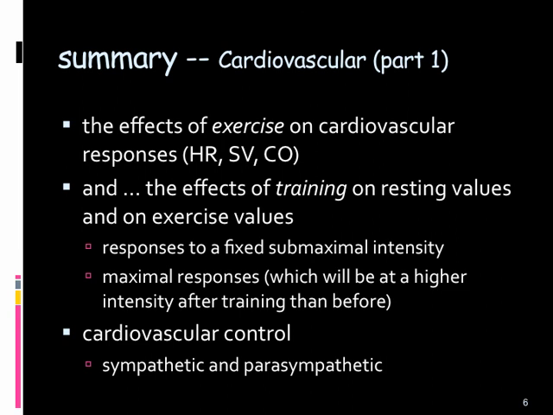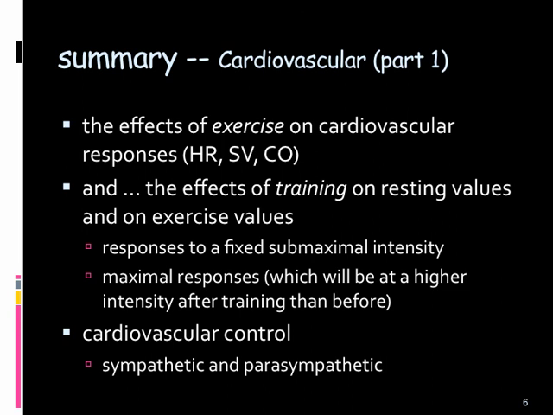So, we have discussed the effects of exercise on cardiovascular responses: heart rate or cardiac frequency, stroke volume, and cardiac output. And we've also discussed the effects of training on resting values and on exercise values. And when we talk about exercise, we may talk about a fixed submaximal intensity, jogging at a certain pace, and we also talk about maximal responses. And in maximal responses, after training, you're going to have to run faster or work at a higher work rate than you did before training.